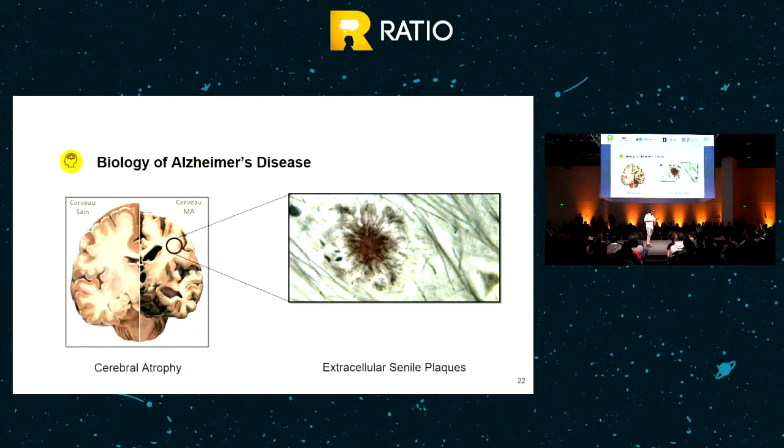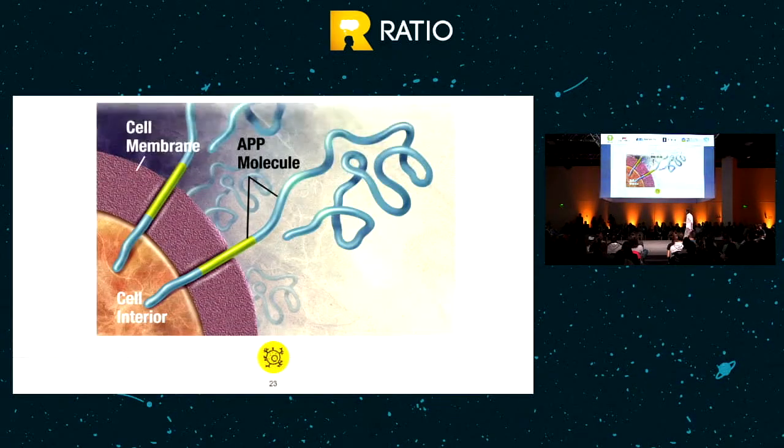And if you look inside the parenchyma of the brain, inside the tissue, you will find this weird little thing called senile plaques. These senile plaques have been extracted, and people found that they were composed of a tiny little peptide, 42 amino acids. And these 42 amino acids actually come from this very large transmembrane protein. Here in pink, you see this transmembrane protein with a large part that is outside the cells. And the green part, that's this little peptide that we see in senile plaques.